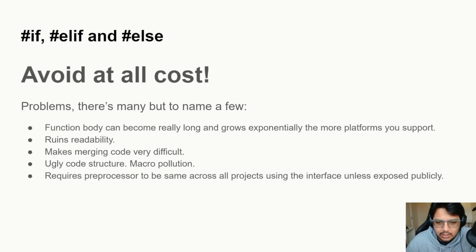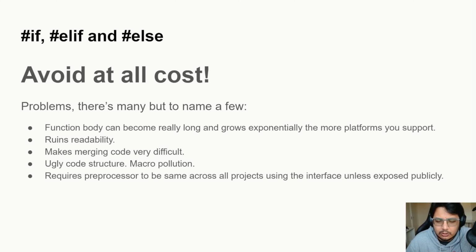The size of the function body can grow exponentially, and you can already see from the example that I've presented that it ruins readability, right? It's very difficult to follow. That's not even the worst part, right? The worst part is that when you're merging code, it becomes a tedious job when you have to consider different platforms in that one function body. And because of how a lot of merge tools work, they usually just compare line by line. There is a possibility that they might detect a change from a different preprocessor block that maybe you didn't even make in the first place.